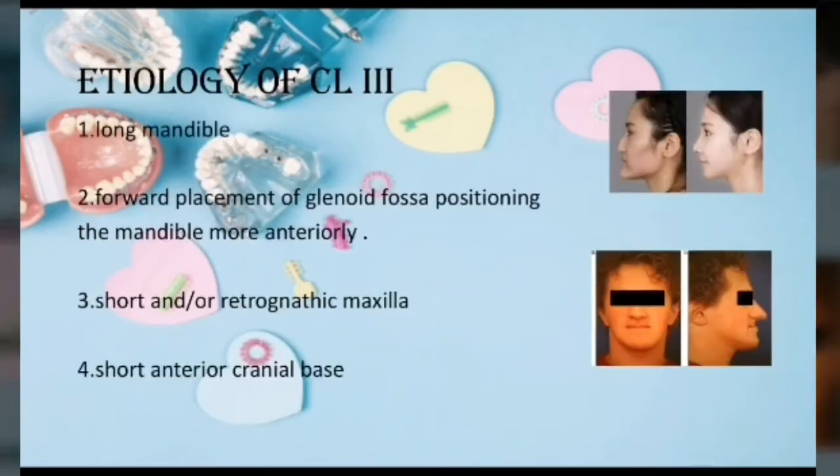The etiology of Class 3: first, long mandible; second, forward placement of the glenoid fossa, positioning the mandible more anteriorly; third, short and or retrognathic maxilla as seen in this figure; and short anterior cranial base.